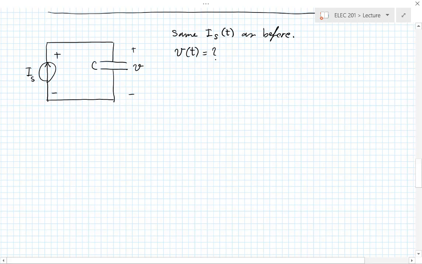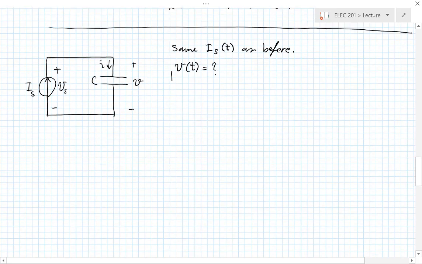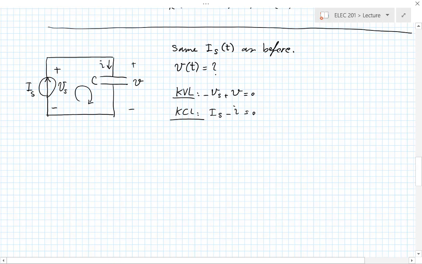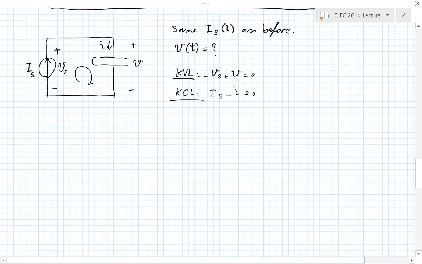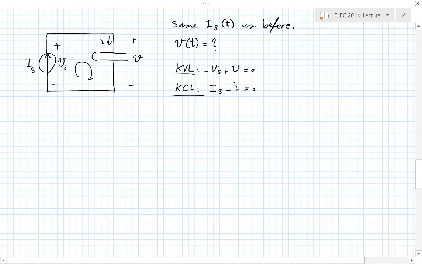So again, I want to solve a circuit. I'll start giving things names: Vs here and I there. My KVL: minus Vs plus V equals 0. KCL: Is minus I equals 0. These are, you might say, trivial, but it took me only 10 seconds to write them, so it's not a big deal. From here, I conclude that I is the same as Is, which is handy.